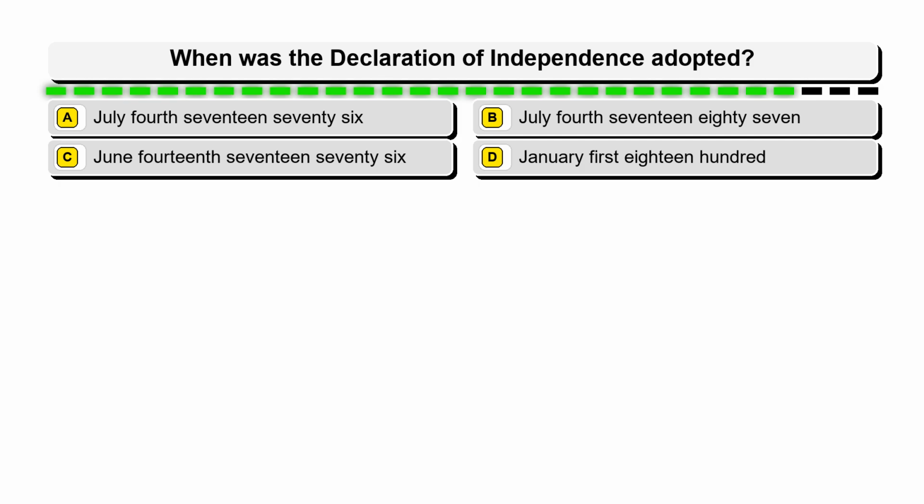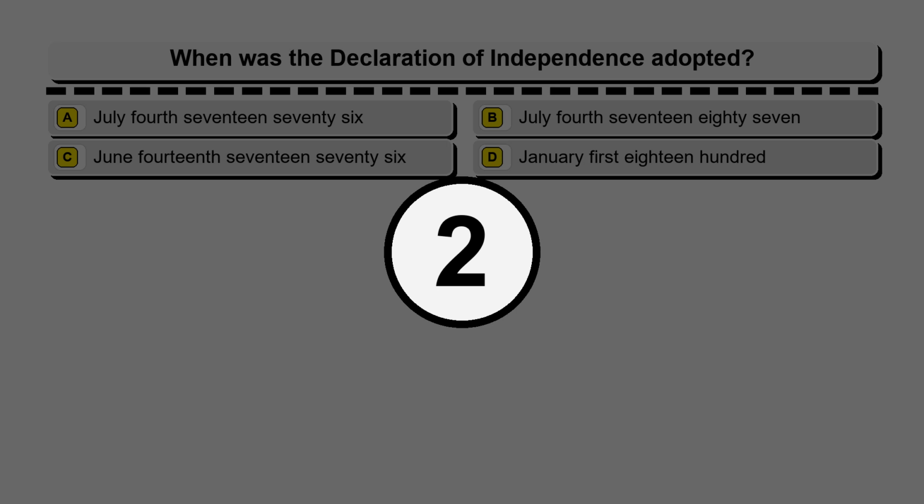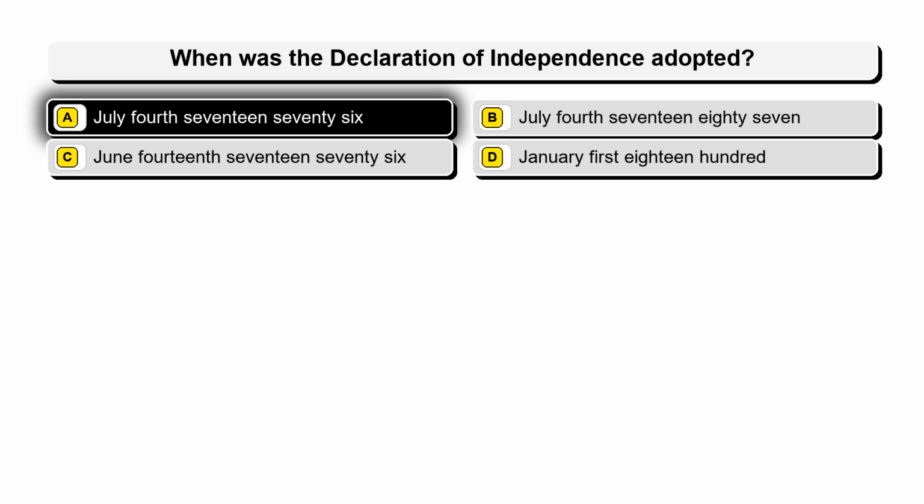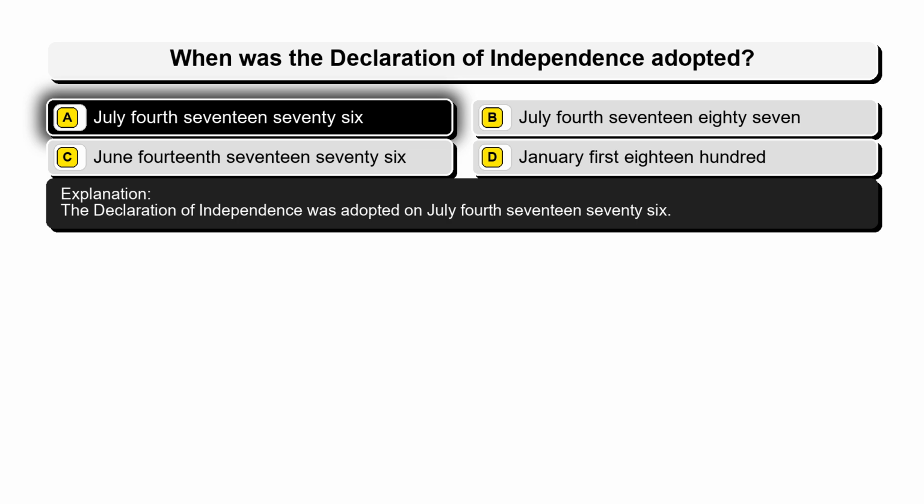Question 57. When was the Declaration of Independence adopted? Option A, July 4, 1776. Option B, July 4, 1787. Option C, June 14, 1776. Option D, January 1, 1800. The correct answer is option A, July 4, 1776. The Declaration of Independence was adopted on July 4, 1776.